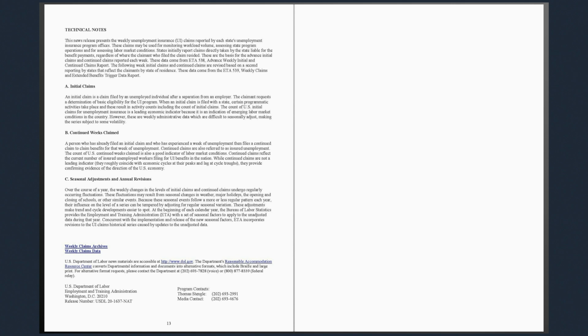Over the course of a year, the weekly changes in the levels of initial claims and continued claims undergo regularly occurring fluctuations. These fluctuations may result from seasonal changes in weather, major holidays, the opening and closing of schools, or other similar events. Because these seasonal events follow a more or less regular pattern each year, their influence on the level of a series can be tempered by adjusting for regular seasonal variation. These adjustments make trend and cycle developments easier to spot. At the beginning of each calendar year, the Bureau of Labor Statistics provides the Employment and Training Administration, ETA, with a set of seasonal factors to apply to the unadjusted data during that year. Concurrent with the implementation and release of the new seasonal factors, ETA incorporates revisions to the UI claims historical series caused by updates to the unadjusted data.